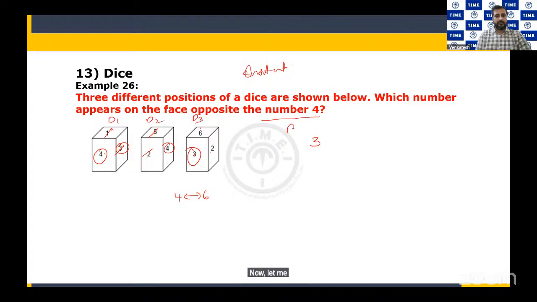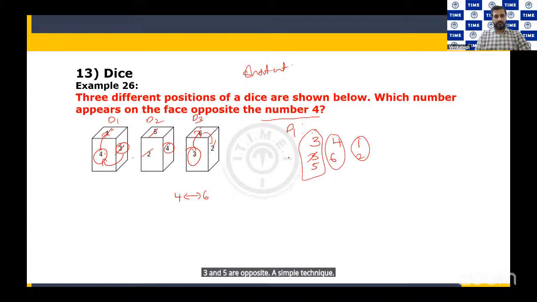Now let me take D1. Starting with 3, clockwise direction: 3, and then 4, and then 1. Next, starting from 3 in the clockwise direction: 6, and next 2. So you can say that 1 and 2 are opposite, 4 and 6 are opposite, remaining is 5. 3 and 5 are opposite. A simple technique. Take the two dice where only one element is common, and write in the clockwise direction. Then you can decide the opposite faces.